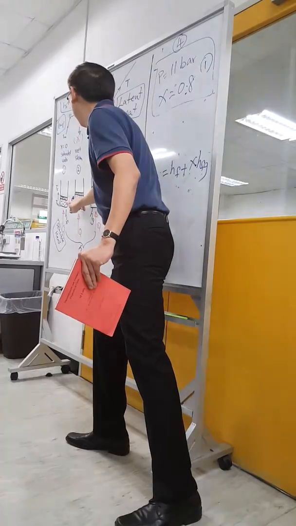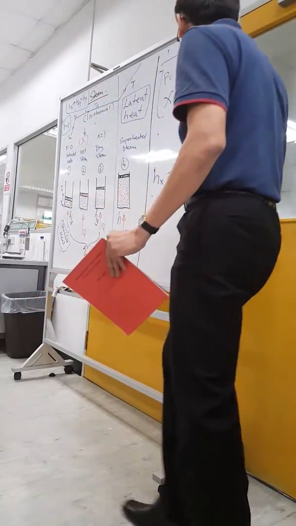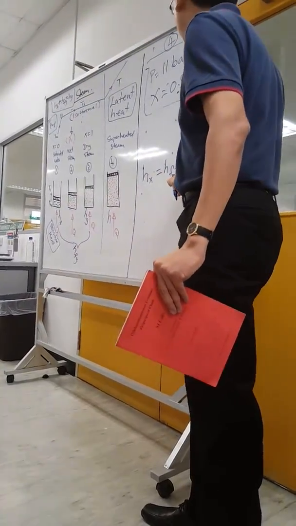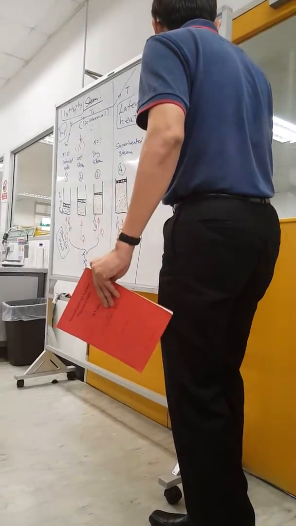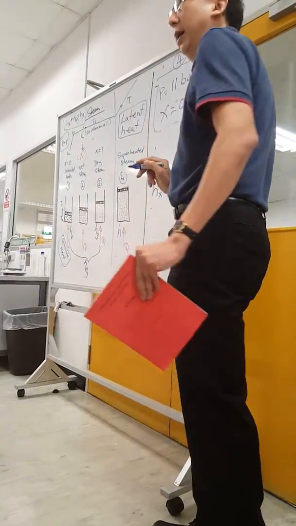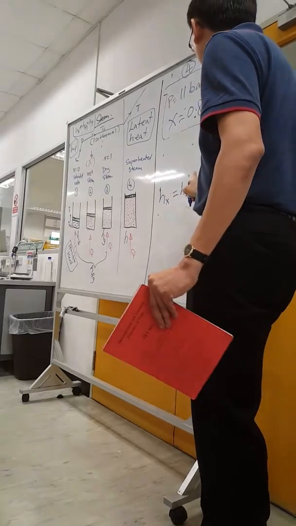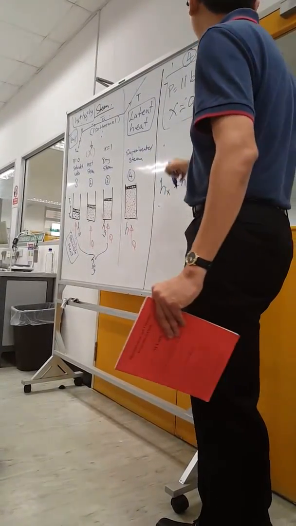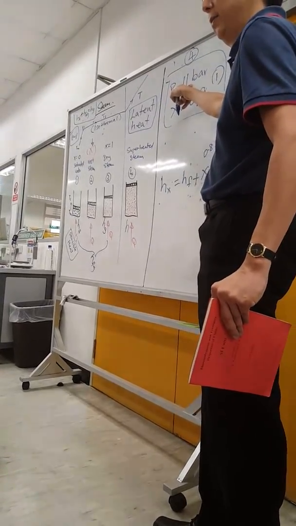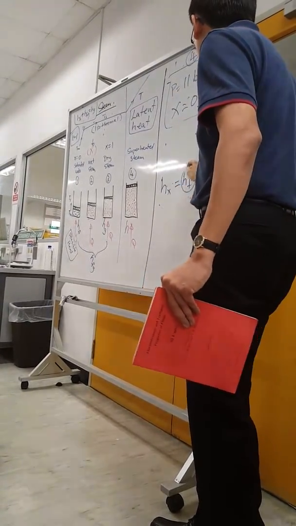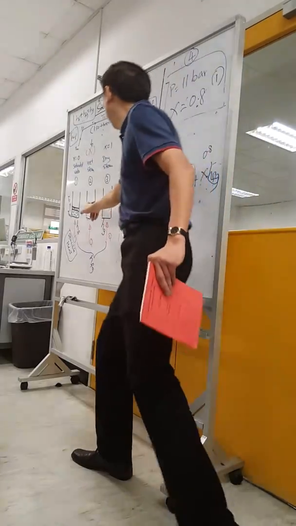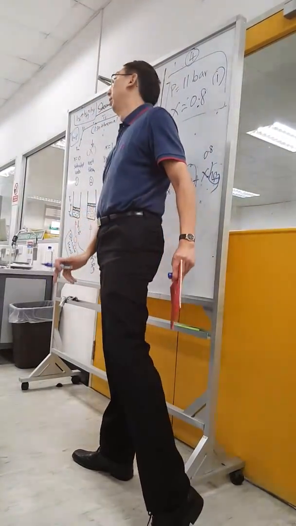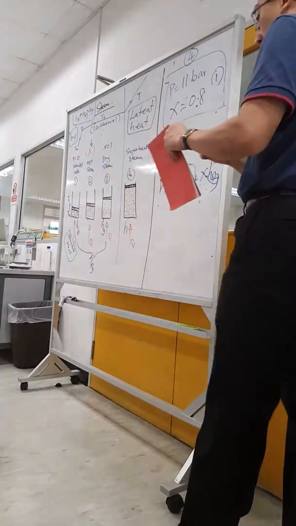So only at this portion, if you want to find the total energy inside here, you need to know the portion of dry, which is actually x. If I give you this, it is going to be 0.8. Can you find your Hfg and your Hf? Yes, you can find them from 11 bar. Substitute inside here, and you can get your Hx. Any question on this?